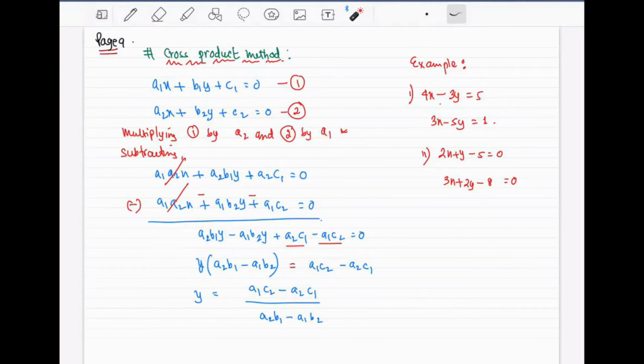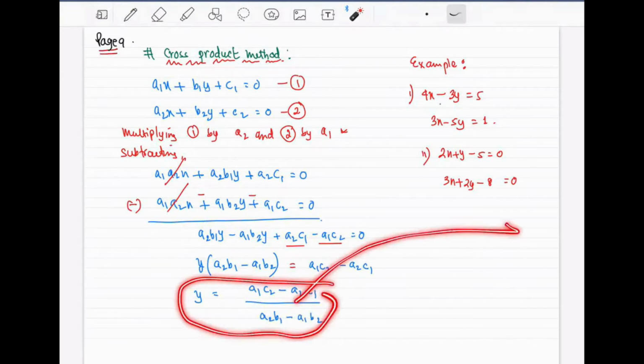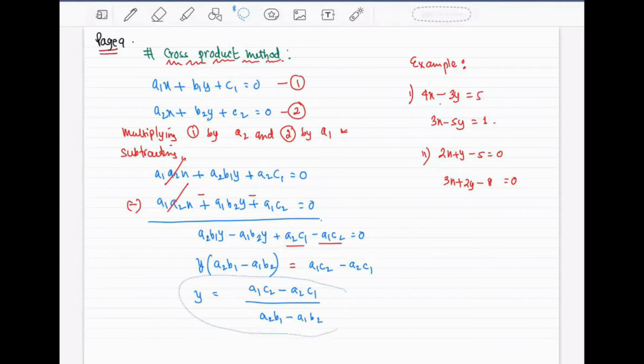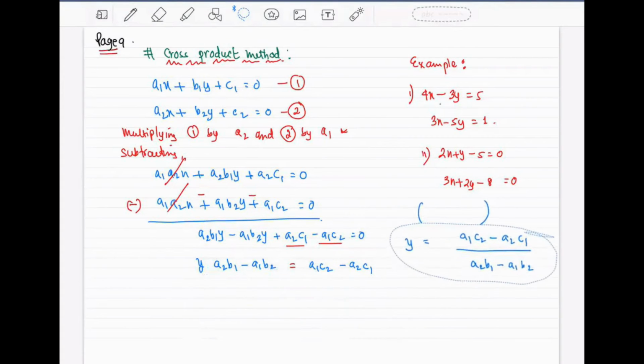Since we have found out the value of y, let's keep it on the side. So the value of y, I'm putting it on the right.